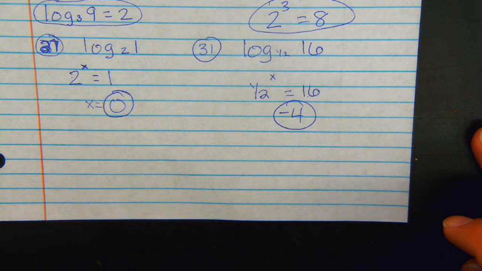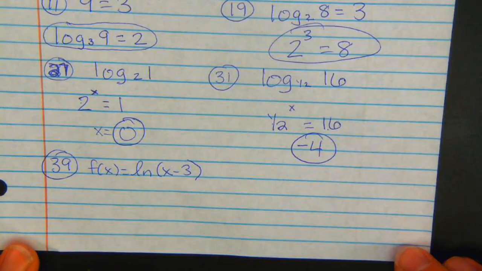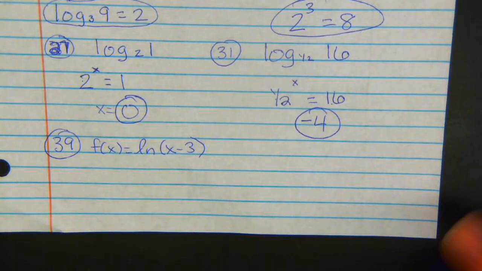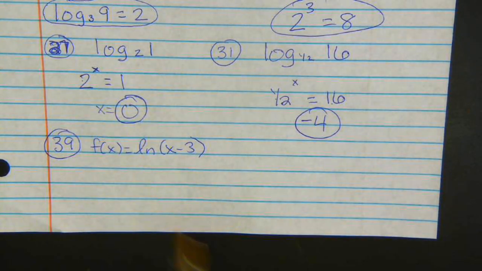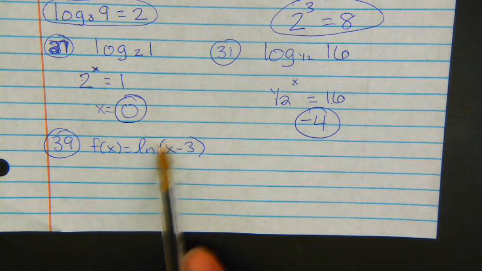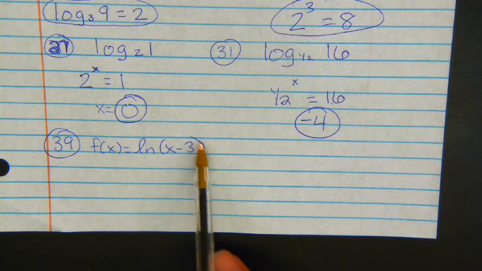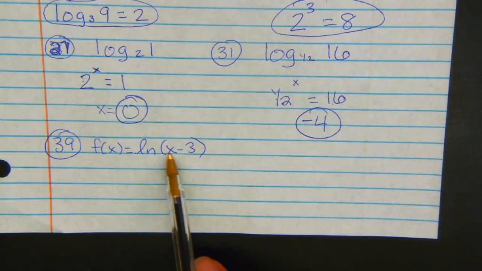Anyway, you guys go to part 2 now. Now we're taking a look at 39. And it's just asking you to find the domain. We just have to remember that any log, whether it's log or ln, natural log, we can't take the natural log of anything unless it's bigger than 0. So we just have to make sure this is bigger than 0. What would x have to be to make sure it's bigger than 0?